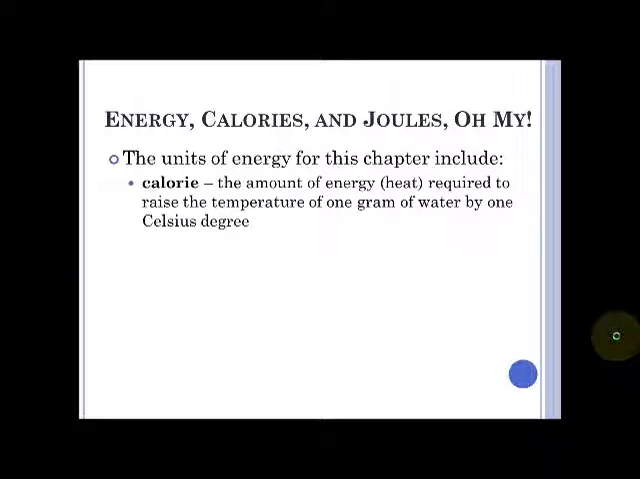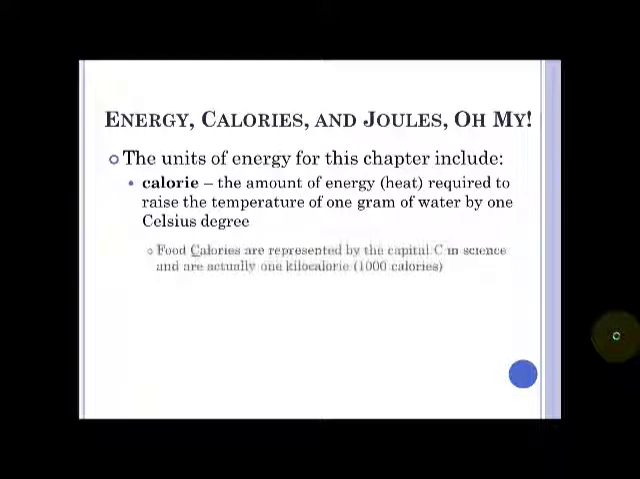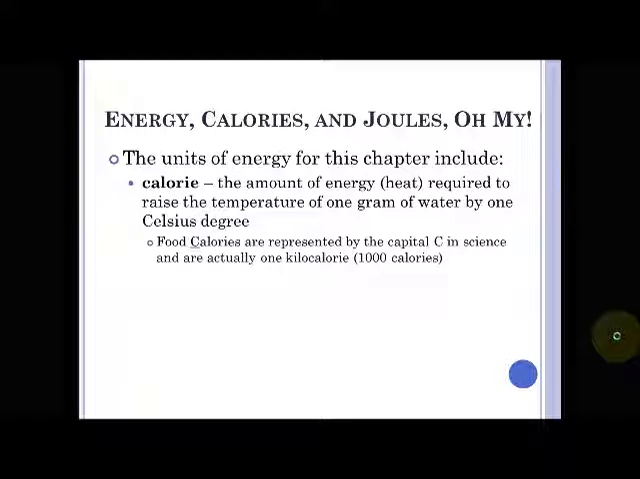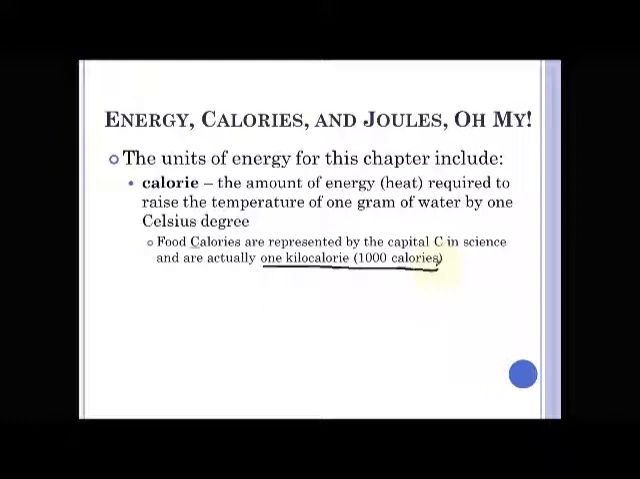So lowercase c. Food calories are represented by the capital C in science, and they're actually 1 kilocalorie, which you might need to know. 1 kilocalorie is equal to 1,000 calories. So if you have kilocalories and you need to get calories, use 1,000. Just like milliliters and liters, or move your decimal places 3 times. That works too.